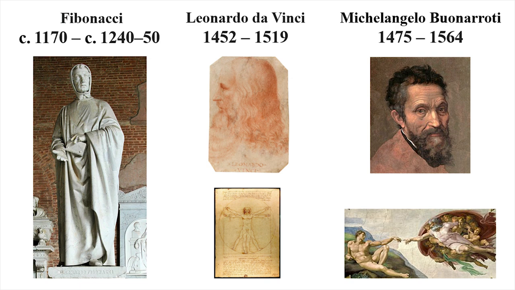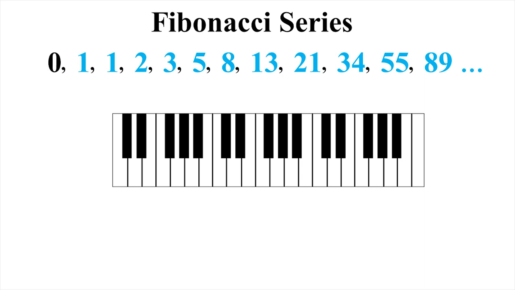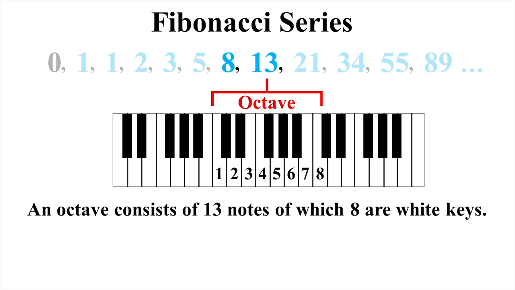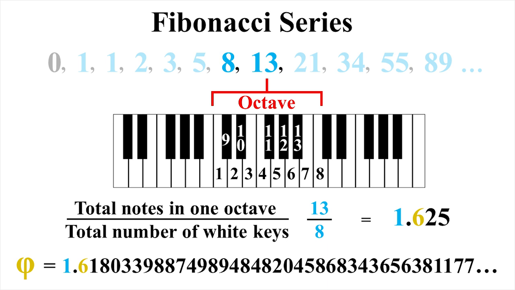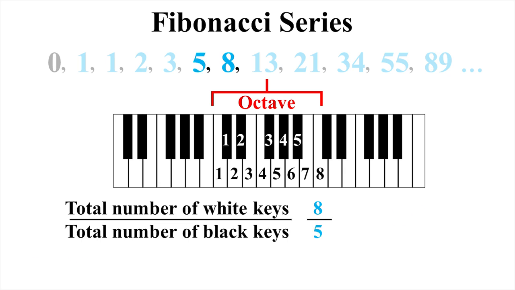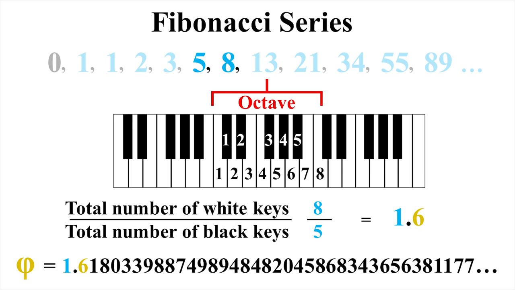Okay? Let's look at music in the Fibonacci series. We have an octave. An octave consists of 13 notes. Notice 13 is a Fibonacci number. And of those 13 notes, 8 of the keys are white. 8 is a Fibonacci number. 13 over 8 gives you 1.625, which gets you very close to 1.618. Total number of white keys, 8. And in that same octave, you have 5 black keys, 8 over 5, 1.6. So music follows this Fibonacci series.